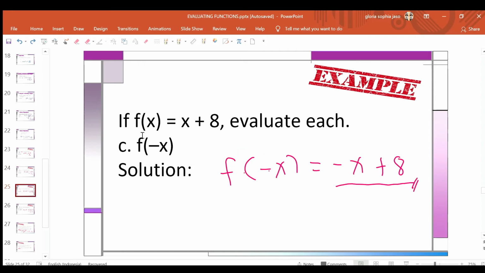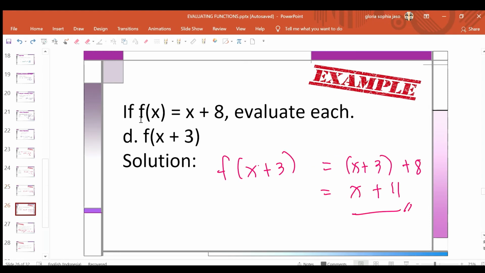Next, we have the same function. So, but this time, we will evaluate f of negative x. So, class, hindi lang number yung pwede nating i-evaluate. So, pwede ring variable or expression, combination of variable and numbers. So, dito, f of negative x, papalit natin kay x si negative x. Okay, then copy it. Then, wala naman tayong mako-combine. So, yun na yung final answer natin. So, negative x plus 8.